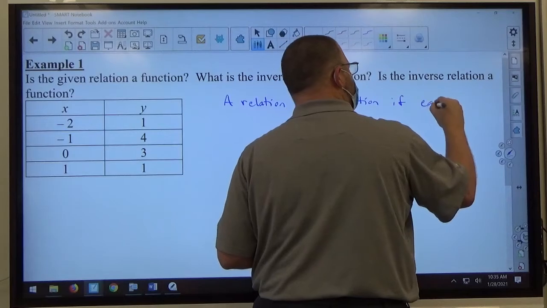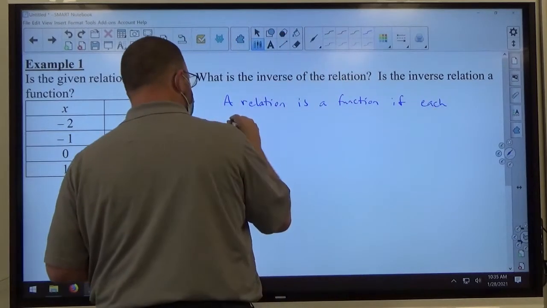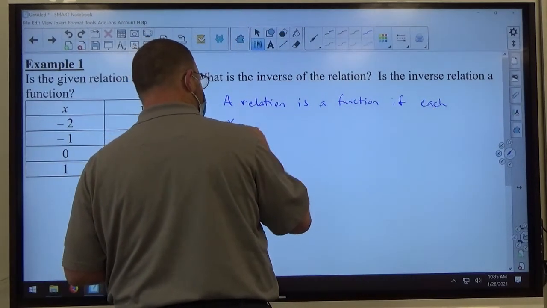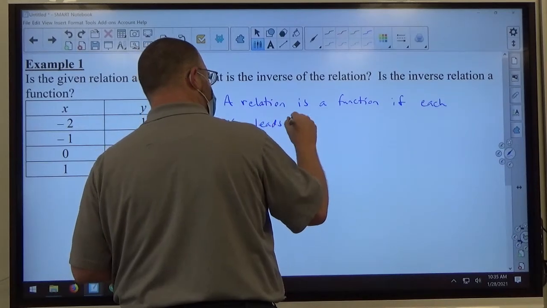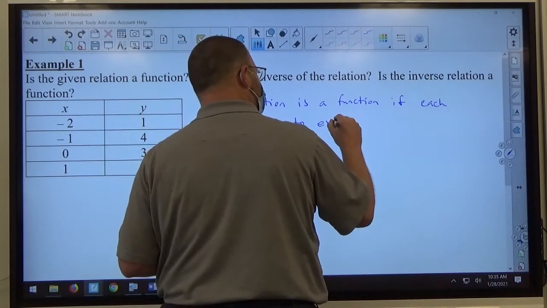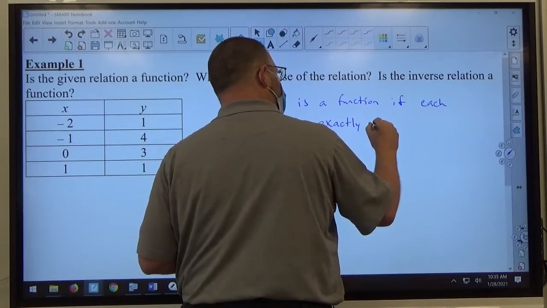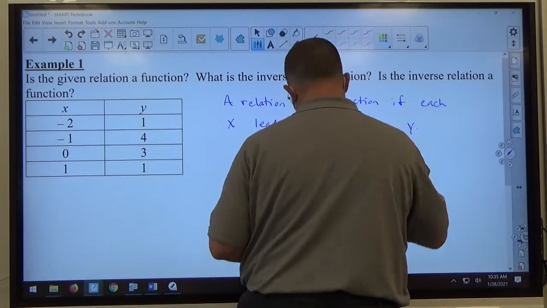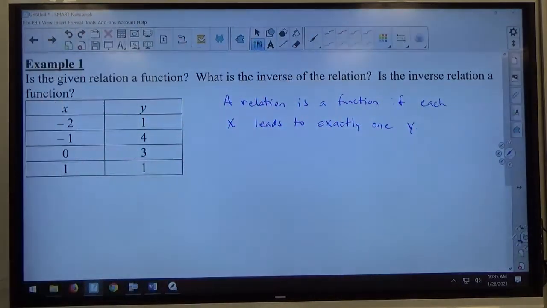if each x leads to exactly one y. That's the definition of a function.